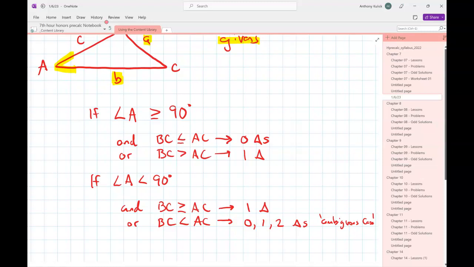So if we have an SSA with an acute angle, and the side opposite the acute angle is the smaller of the two sides, more work is required to figure out what's going on. But that's the only situation that requires further analysis. Everything else I can tell just by looking at the givens. Everybody okay? Let's do an example.